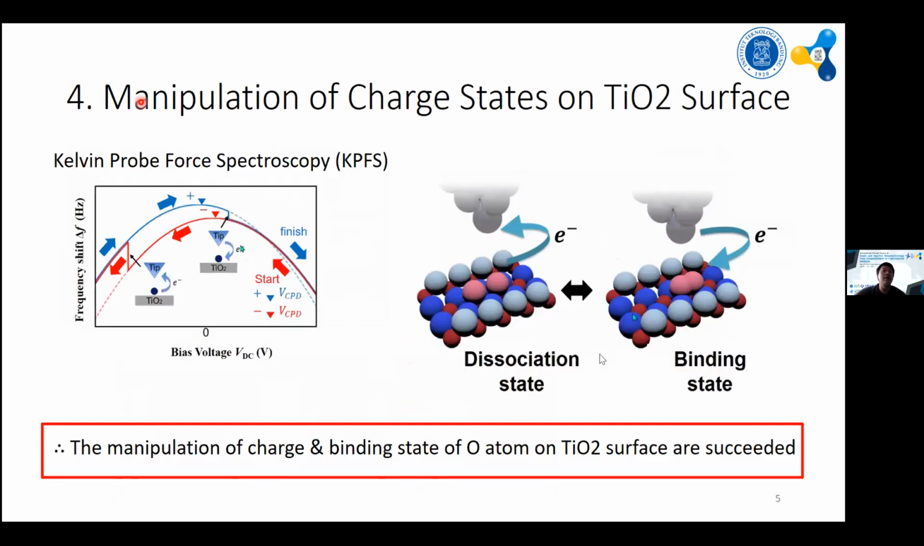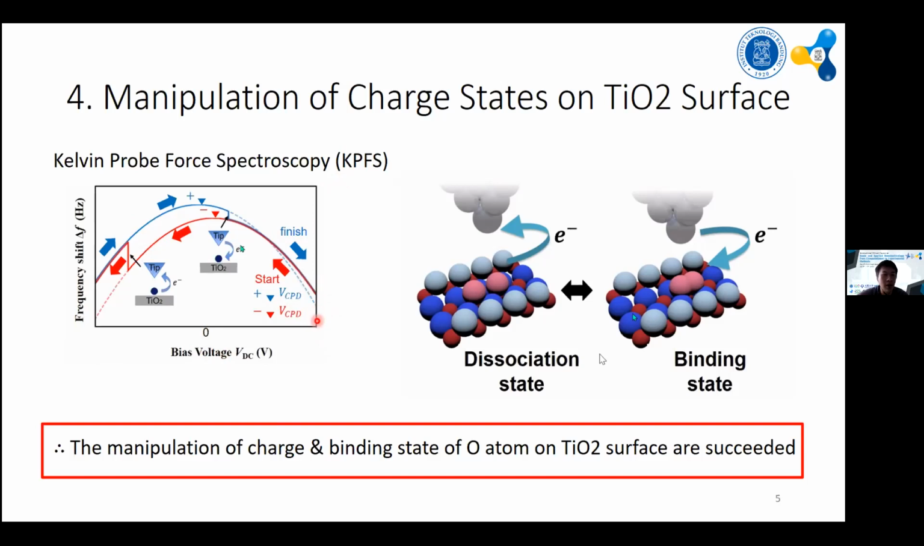And last is about the manipulation of charge states on titanium oxide surface. So in here, we use Kelvin probe force spectroscopy. And this spectroscopy is based on electrostatic force. So the frequency shift will depend on the bias voltage we apply. So we apply bias voltage from this range, from this plus to this minus. And from start is the red line here.